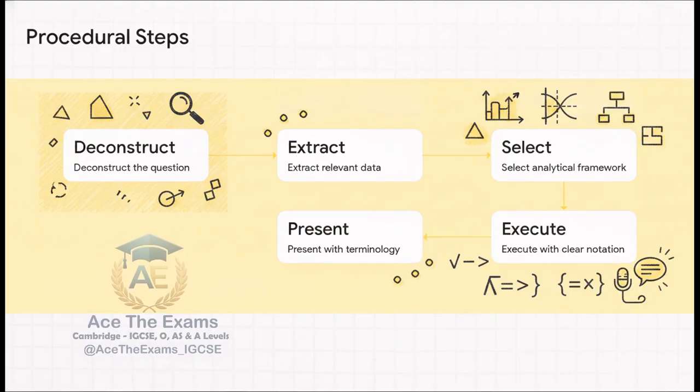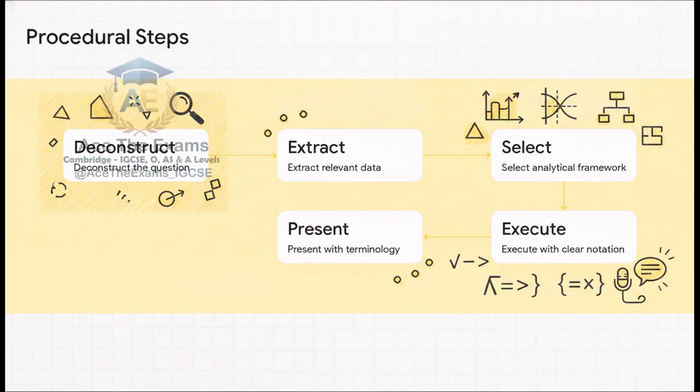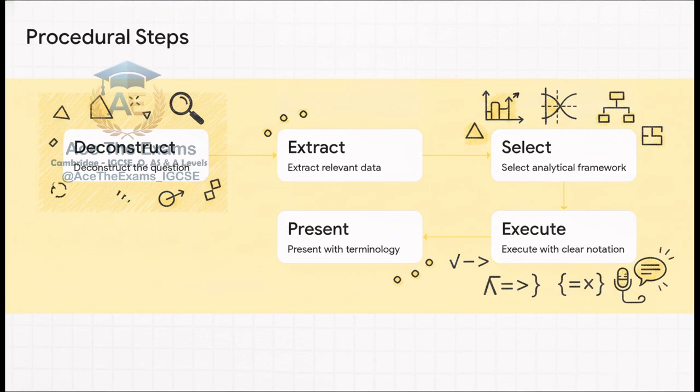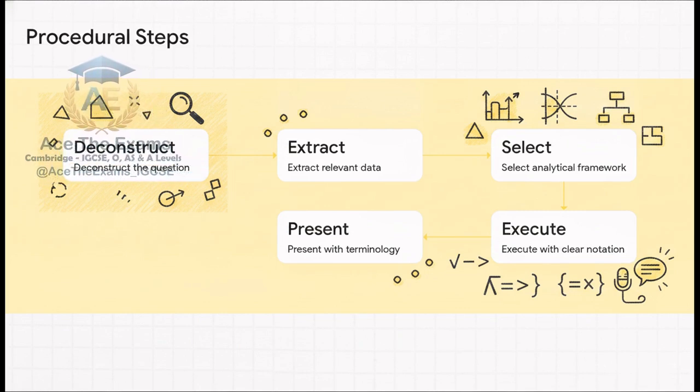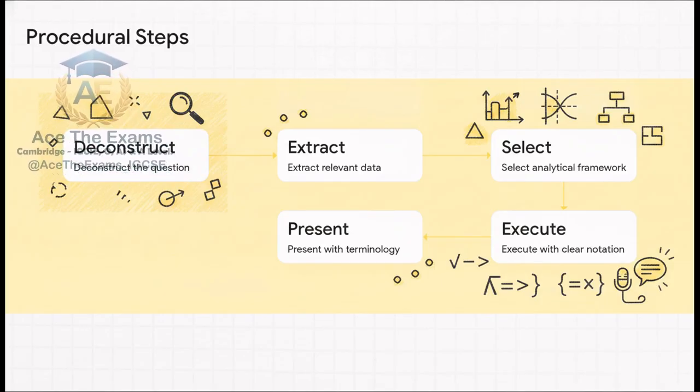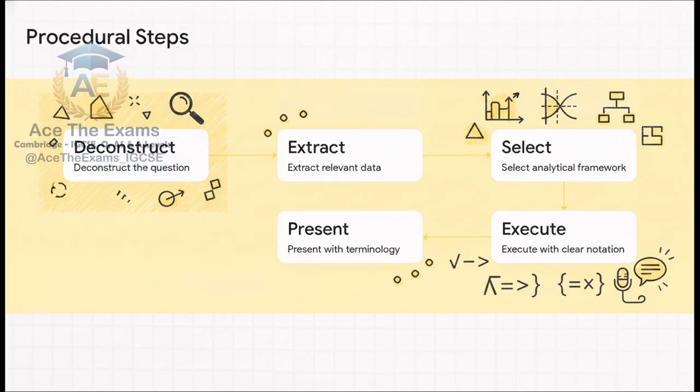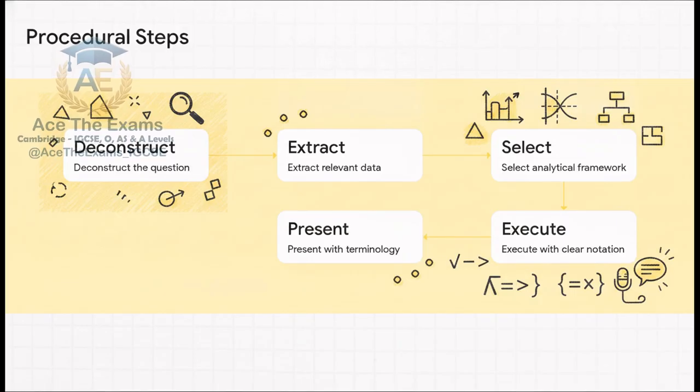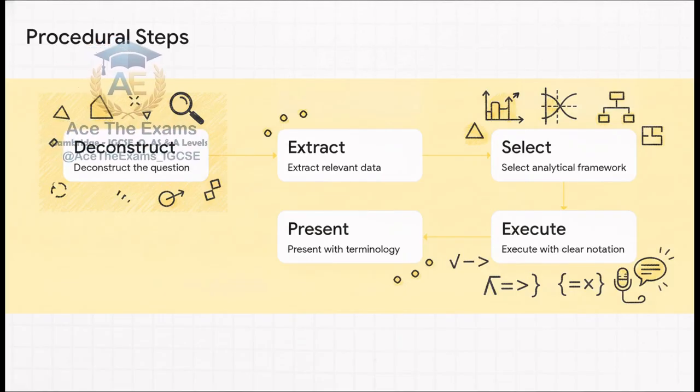Step 2. Extract the relevant data. Pull out the specific functions, boundaries, or graphs provided. Step 3. Select the analytical framework. Are you dealing with a quadratic, a trigonometric function, or maybe an exponential? Step 4. Execute with clear notation. This is where you deploy your correct inequality signs or precise set notation. And finally, Step 5, present with correct terminology.